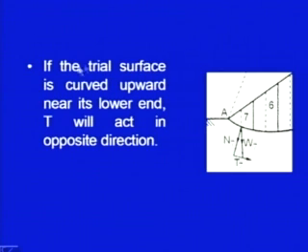And if the trial surface is curved upward near its lower end, t will act in the opposite direction. This point I have also discussed earlier. So, here near the toe, the failure surface is dipping in this direction, so t will be in the opposite direction. So, it will be negative in this case.